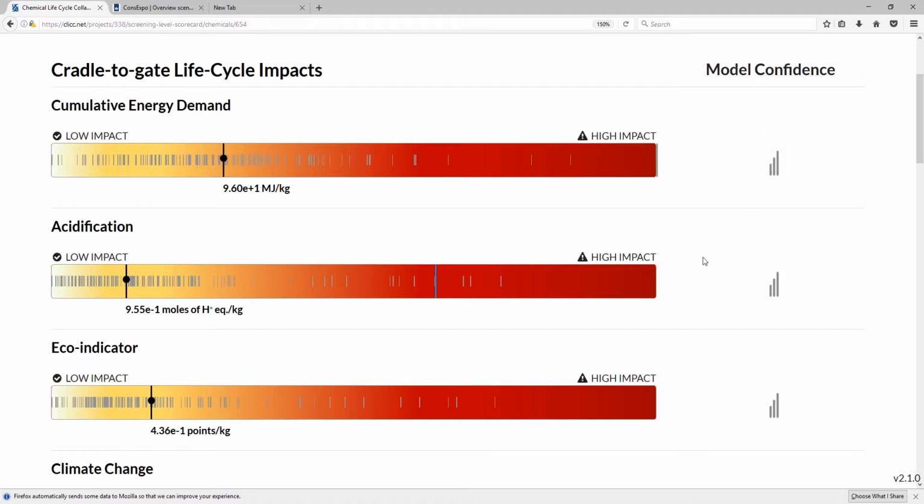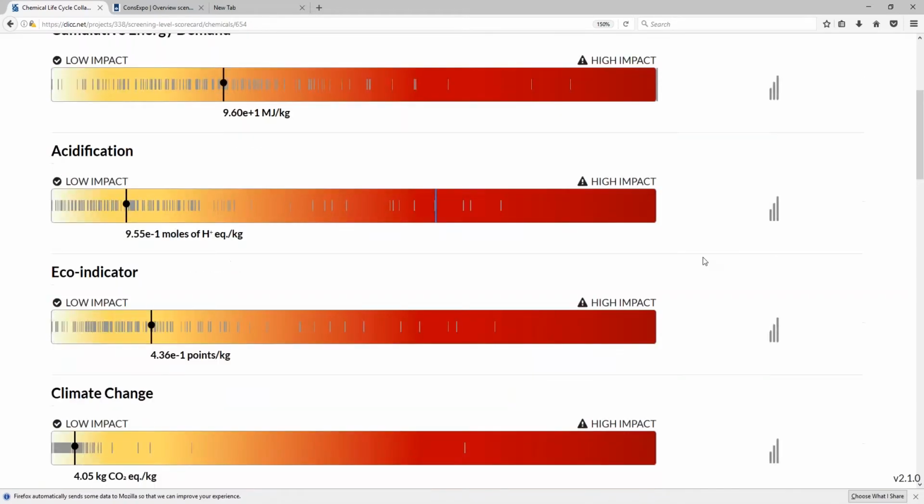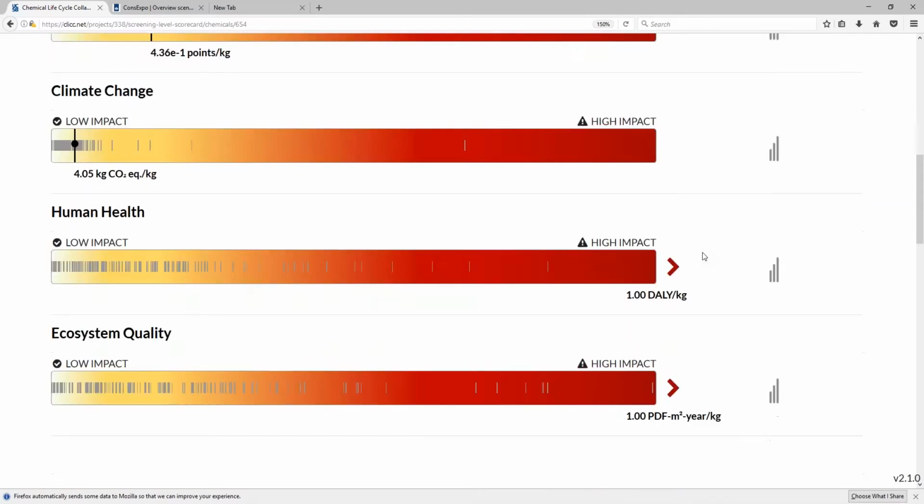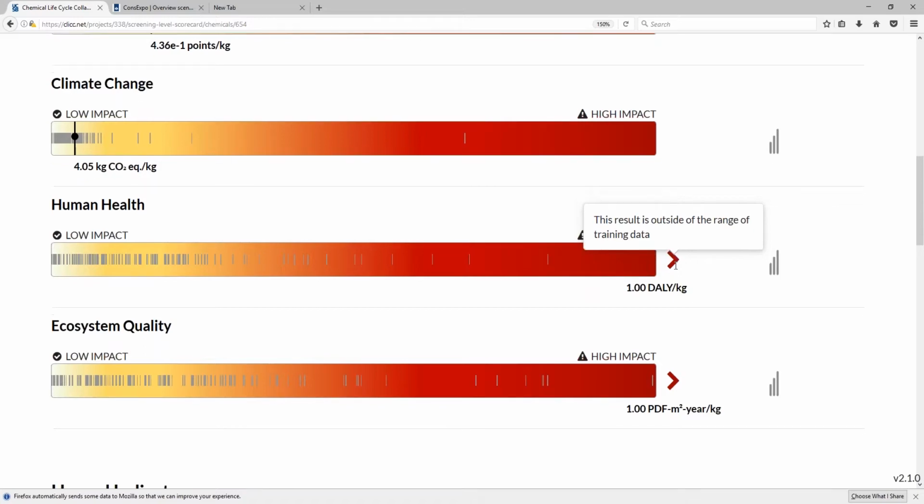Acidification is also low. Eco-indicator, which is a more composite index of environmental impact, is also low. Climate change is also low. Human health impact is interesting in that it is outside the range. So we could not credibly tell you the life cycle human health impact of this particular chemical, because the training data we have did not allow us to confidently estimate it. Ecosystem quality is the same. So in this case, this is inconclusive for us.